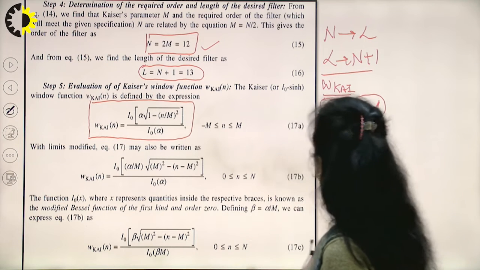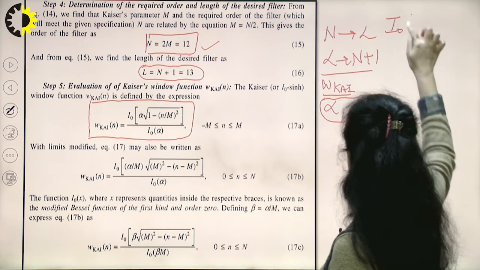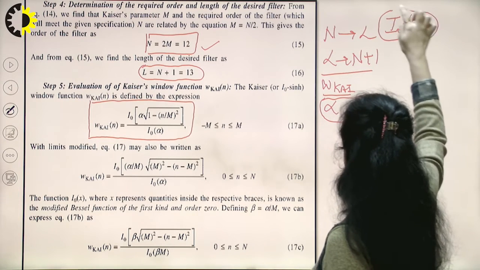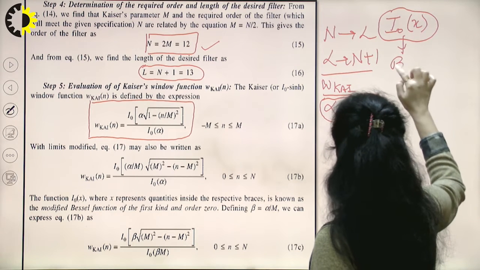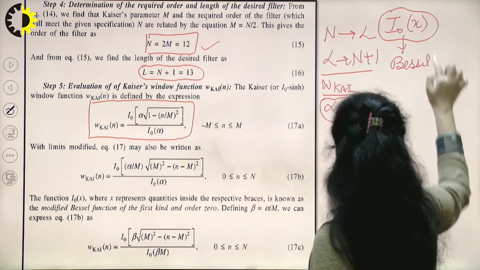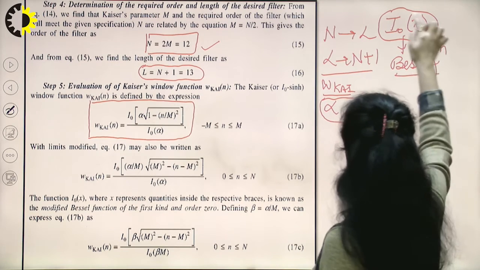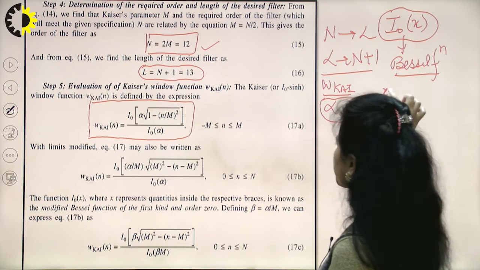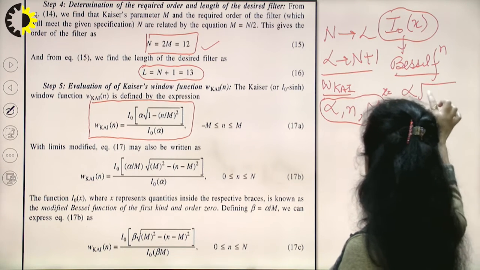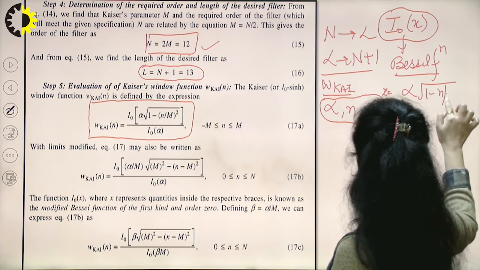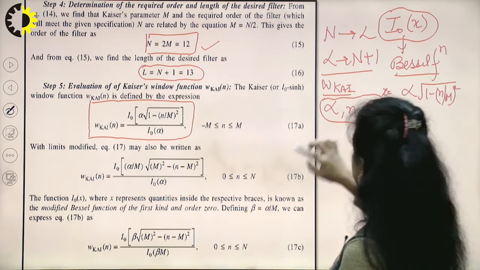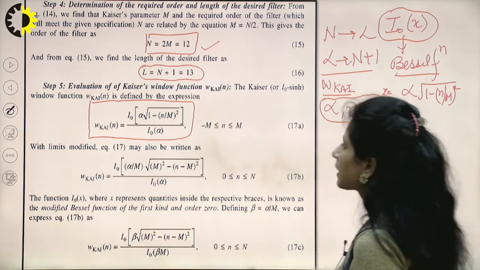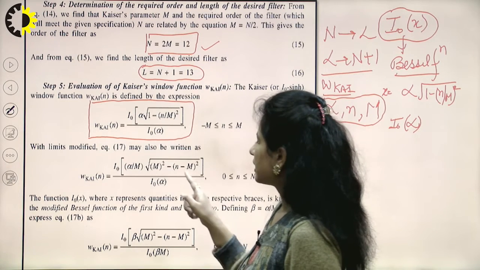So what is this I naught showing me? I naught is a function of some parameter, say x. This I naught x is mathematics' most popular Bessel function. So whatever value of this x I calculate, x is actually showing me alpha under root of 1 minus n over M whole square, and in the denominator I naught is the function of direct alpha. So this particular coefficient has to be calculated.